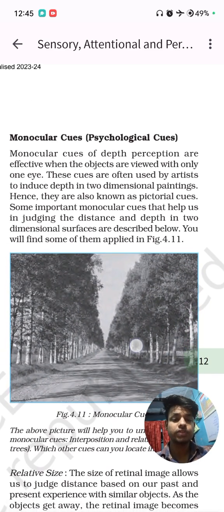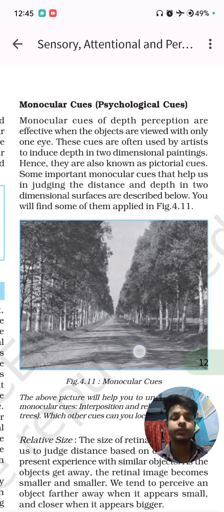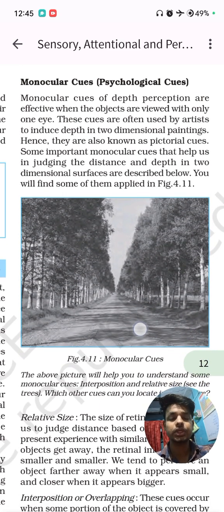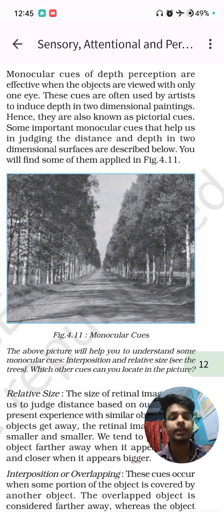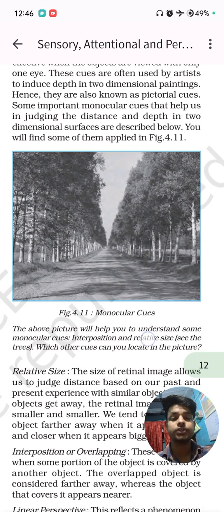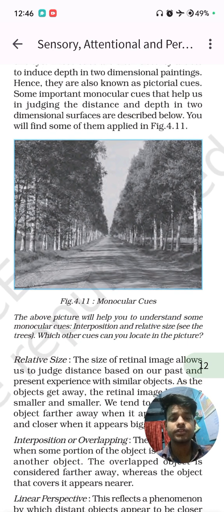Monocular cues, or psychological cues. Monocular cues in depth perception are effective in objects viewed with only one eye. These cues are often used by artists to introduce depth in a two-dimensional painting. Hence, they are also known as pictorial cues. Important monocular cues that help us judge distance and depth on two-dimensional surfaces are described. We will find them applied in figure 4.11.